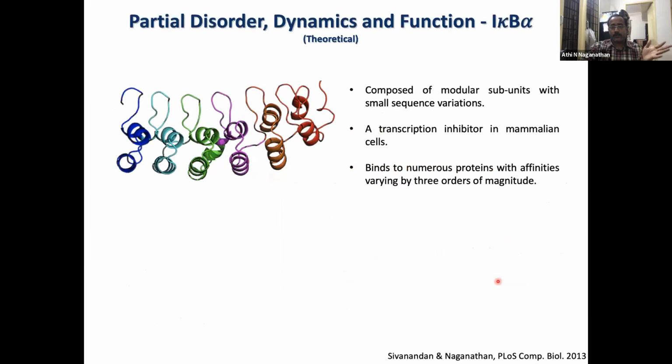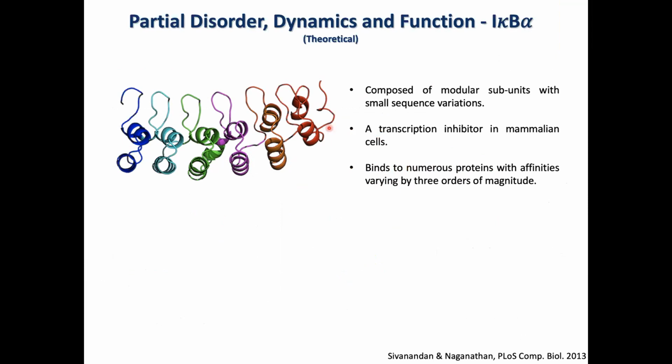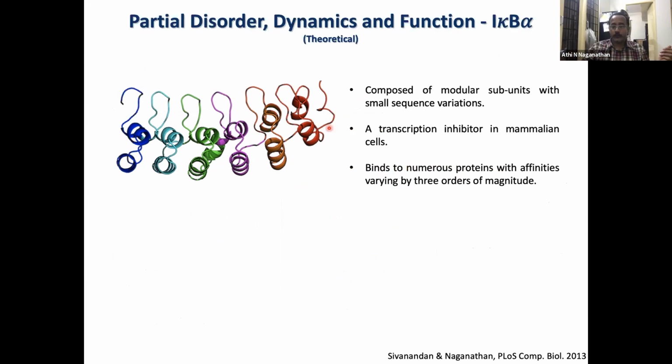Some applications are, for example, this is I-kappa B alpha. This is something called a repeat protein, and you can see this particular unit that is shown in blue is repeated about 7 times out here. And this has a lot of roles in cellular conditions, and is supposed to be highly promiscuous, meaning it binds to several different partners and regulates function. So one of the questions was, how does this regulate so many different functions?